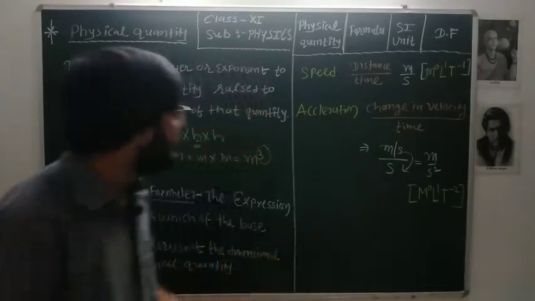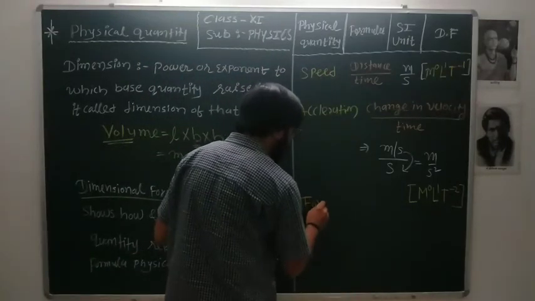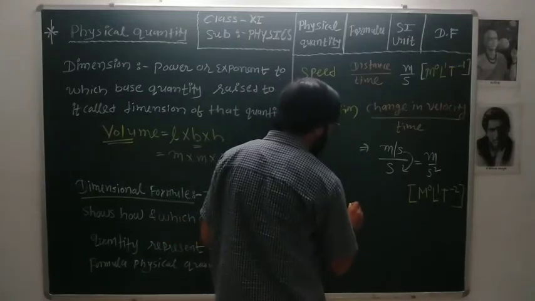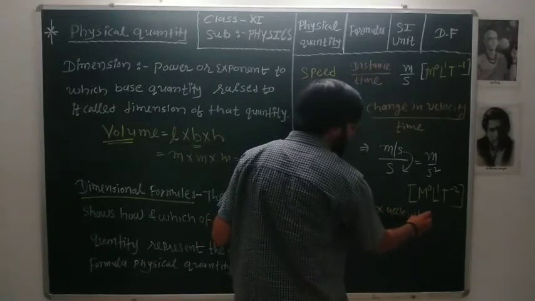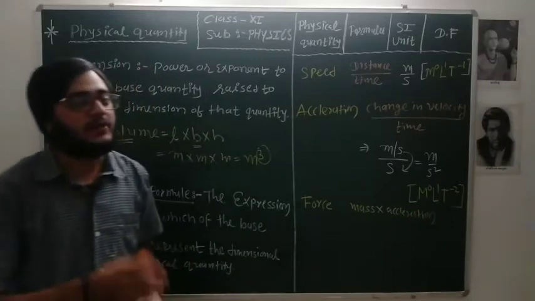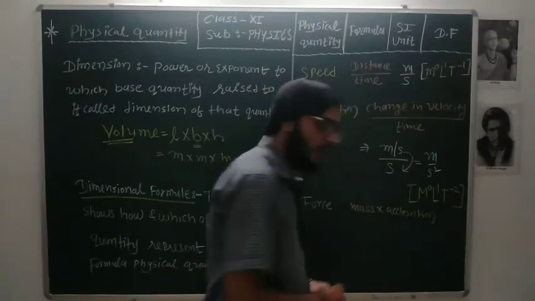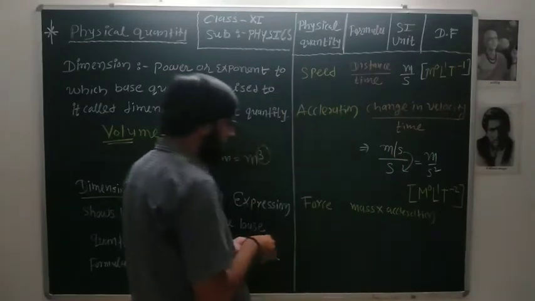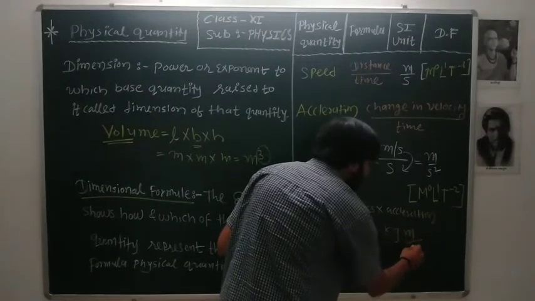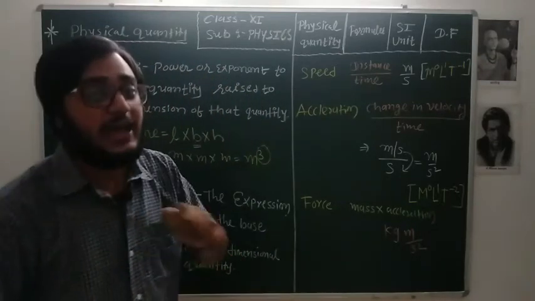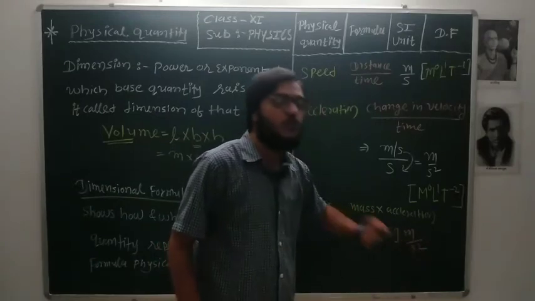Now we define another physical quantity, that is force. According to Newton's second law, force is mass into acceleration. Mass is measured in kilogram and acceleration in meter per second square, as we already saw. So the SI unit of force is kilogram meter per second square, and the dimensional formula of the force is M1 L1 T raised to -2.